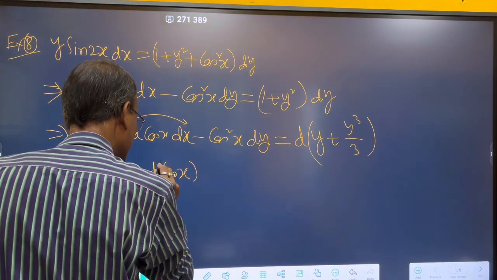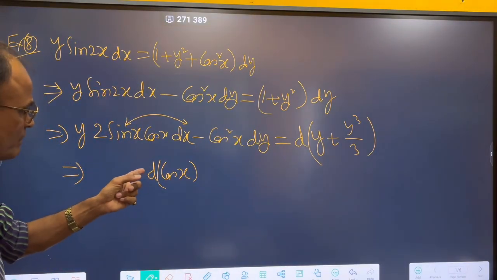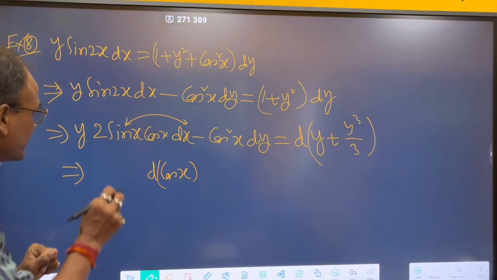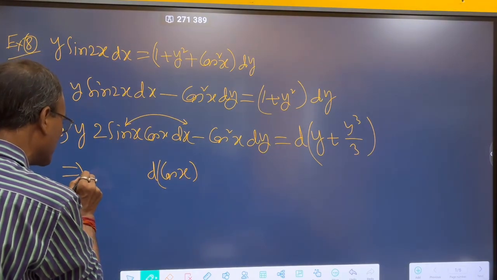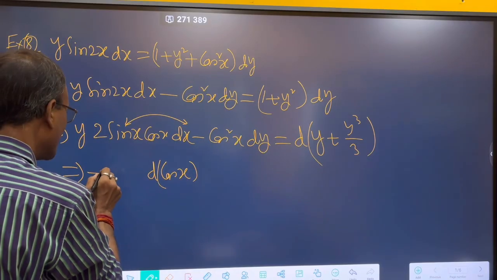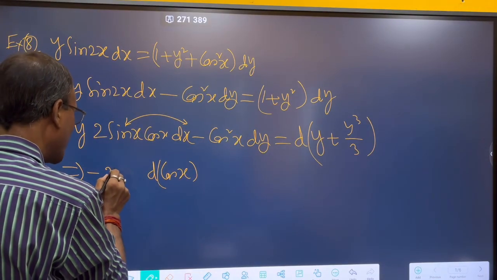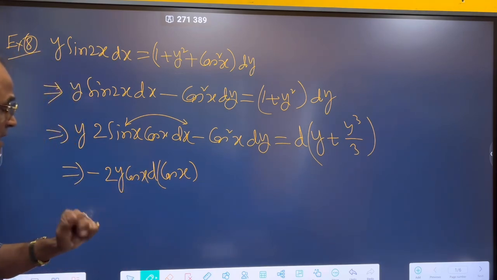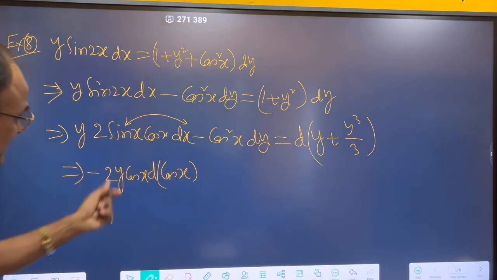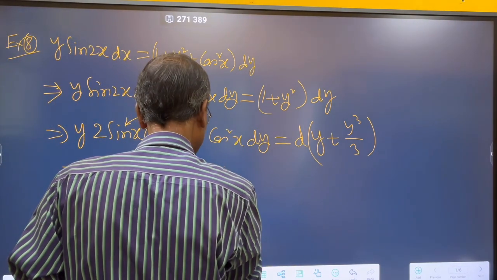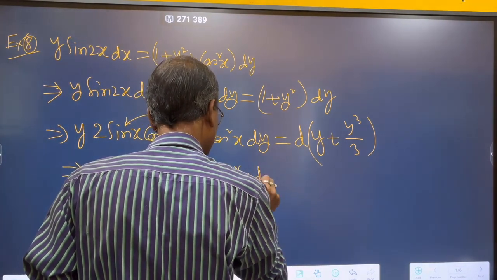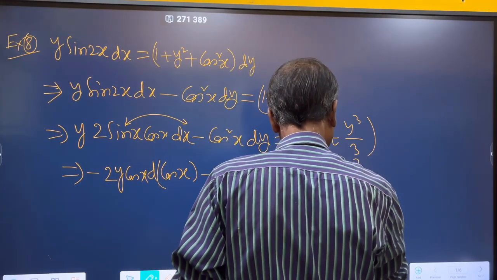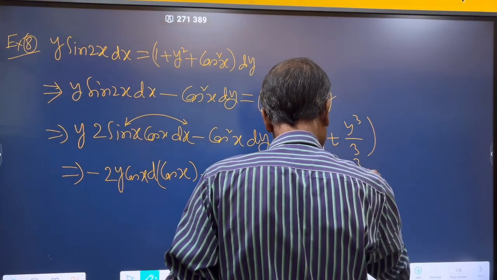D of cos x is what? D of cos x is minus sin x dx. Therefore, we have to put another minus sign. Twice y cos x, with d of cos x being minus sin x dx, you may write it like this: minus cos square x dy is equal to d of (y plus y cube divided by 3).